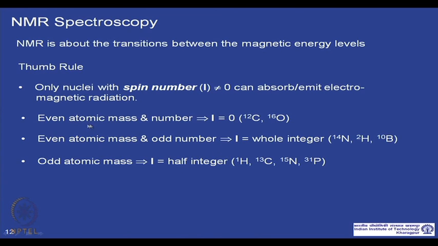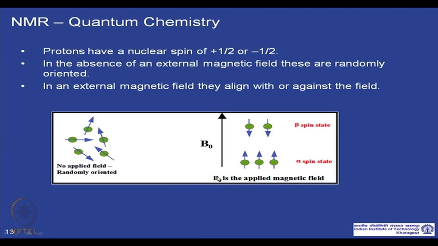If the atomic mass and atomic number are both even, then I is 0, so they are NMR inactive. If the atomic mass is even and the atomic number is odd, then I is a whole integer, and all nuclei having odd atomic mass have half-integer spin. So, like proton and carbon 13, they all have an I value of half.